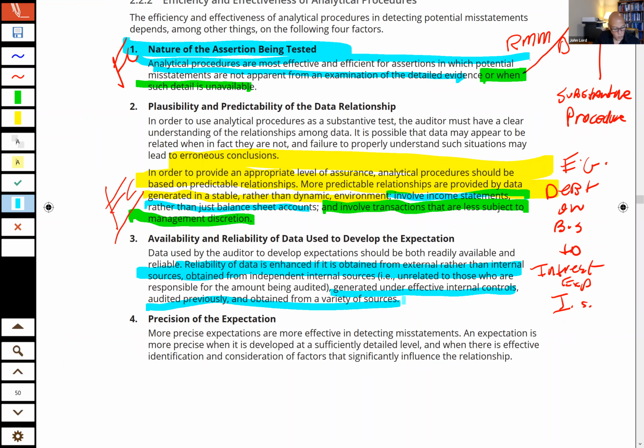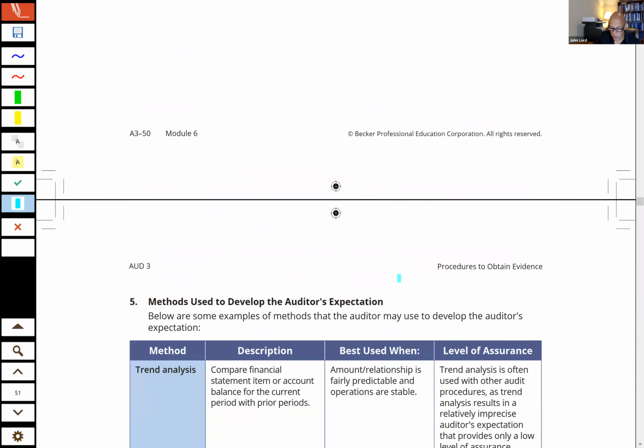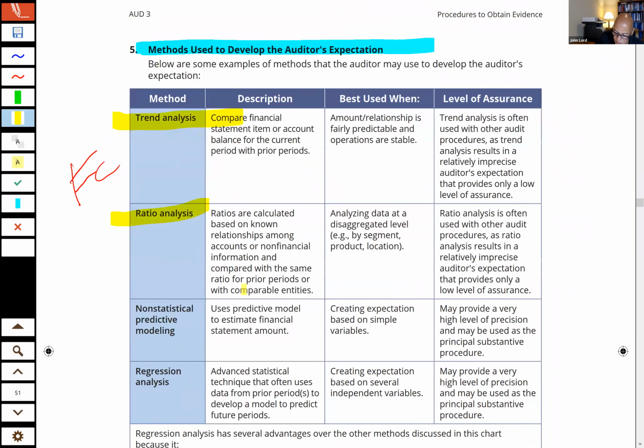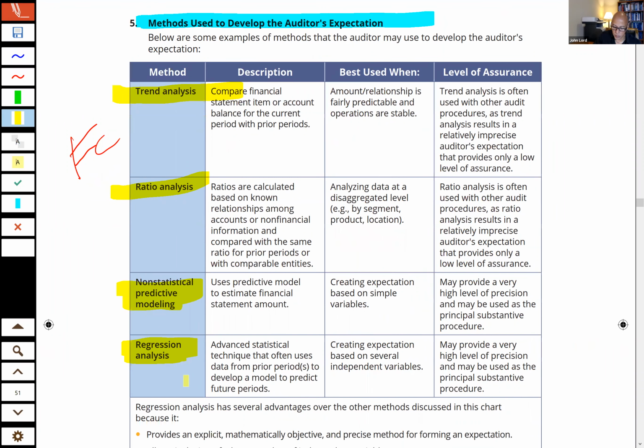Okay. Now they come over and they talk about methods that are used to develop the auditor's expectations. And why don't you go ahead and just flashcard at a high level, not this whole table: trend analysis, ratio analysis, non-statistical predictive modeling, regression analysis. And we're going to talk more in module 10 about data analytics, and we'll talk a little bit more about using some of these types of tools there. But this is a good opportunity for us to flashcard at a high level some of the different methods that you might use in developing the auditor expectation.